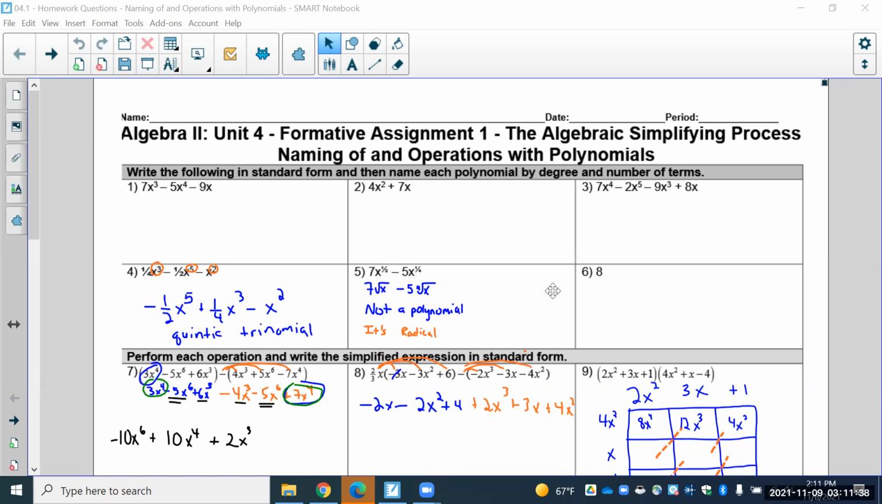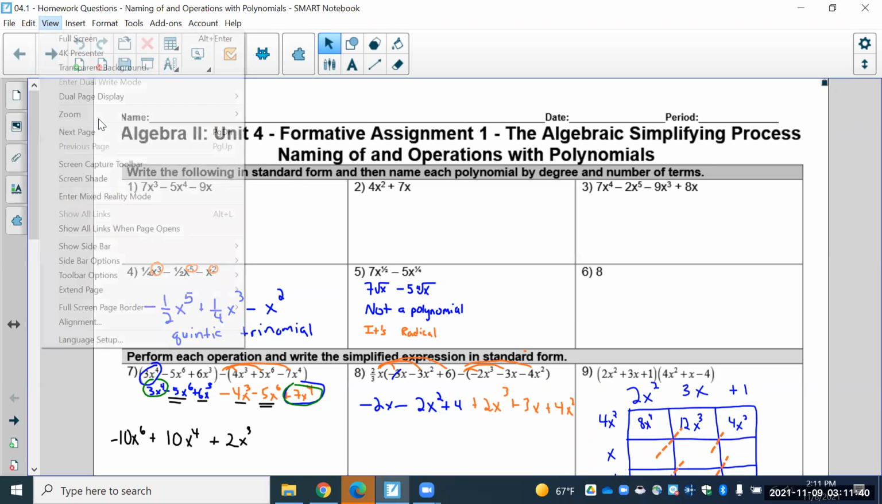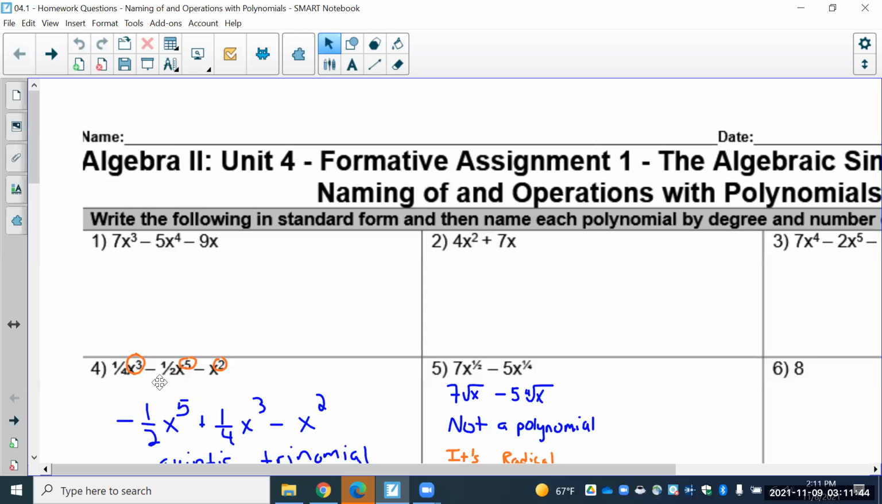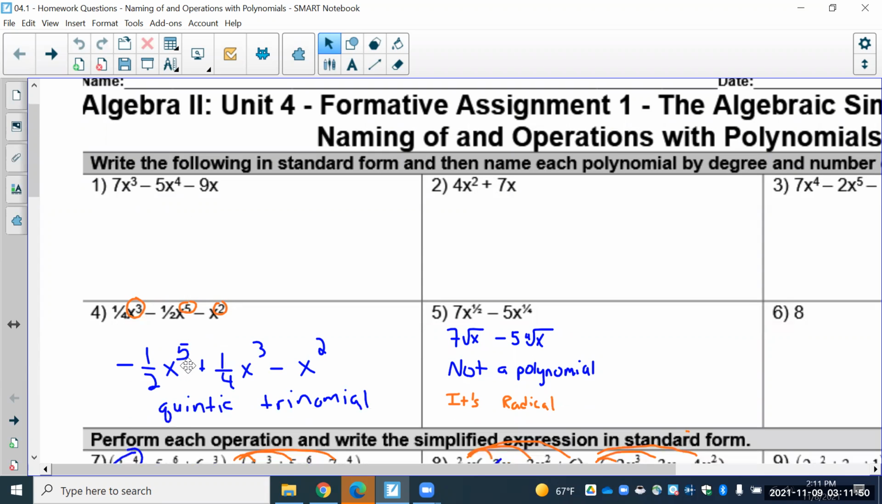Down here, you get into a little bit of interesting things. Let's zoom in and take a look. So on this first one, even though you have fractional coefficients, the exponents are how you organize it, making this first, this second, this third, and that would be a quintic trinomial, even though you have fractional coefficients.